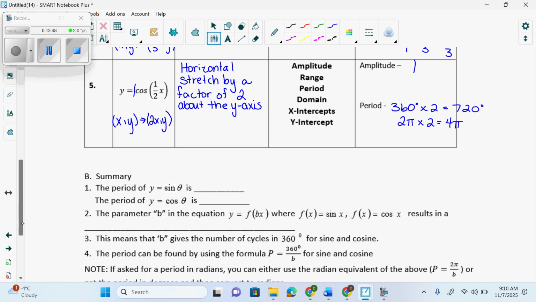Okay, in summary, the period of y equals sine theta is what? 360 degrees or 2 pi. It's correct. The period of your basic cos theta is the same.